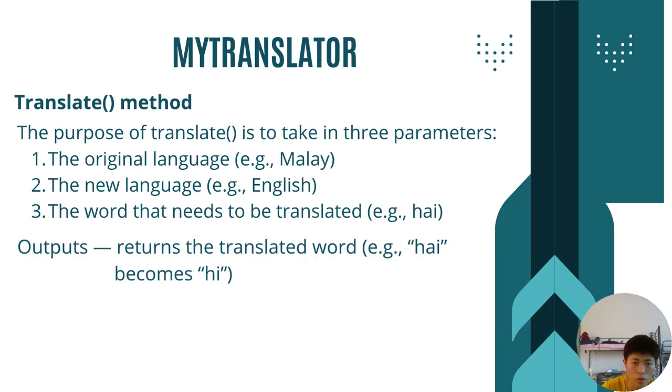The project I created in Apache NetBeans is called My Translator. It's a SOAP-based web service that includes a method called translate. The purpose of translate is to take in three parameters, which are the original language, the new language, and the word that needs to be translated. Then the output will return the translated word.